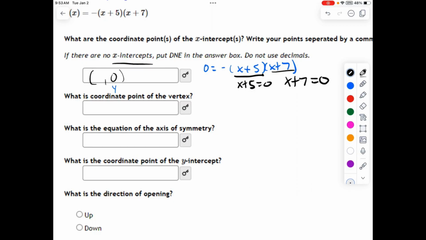And undo addition with subtraction, right? Subtract the 5 over, and we get x equals negative 5, and negative 7 when we subtract the 7 from both sides for the other equation. So that means we have (negative 5, 0) and (negative 7, 0). X-intercepts are done. Factor form is really good for that.